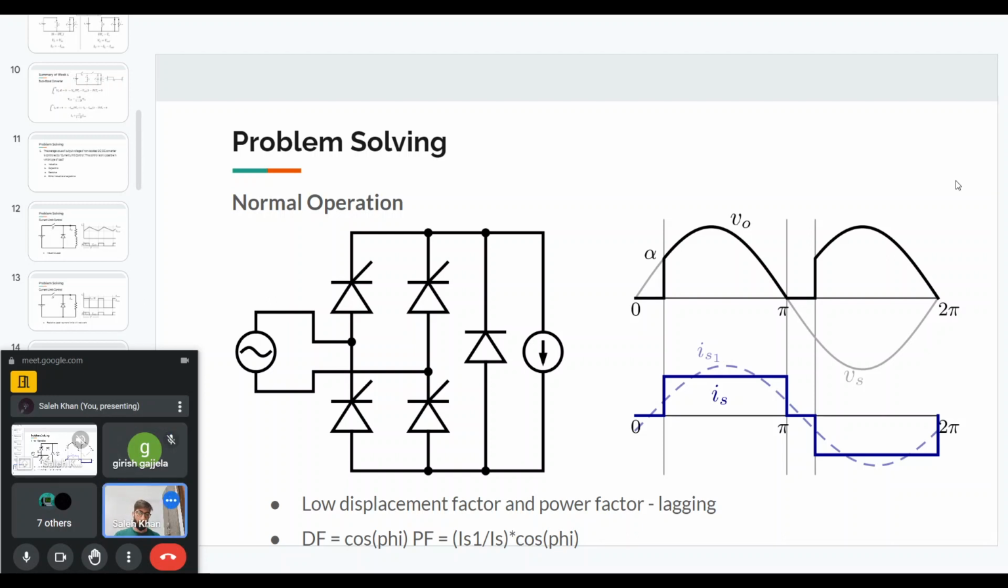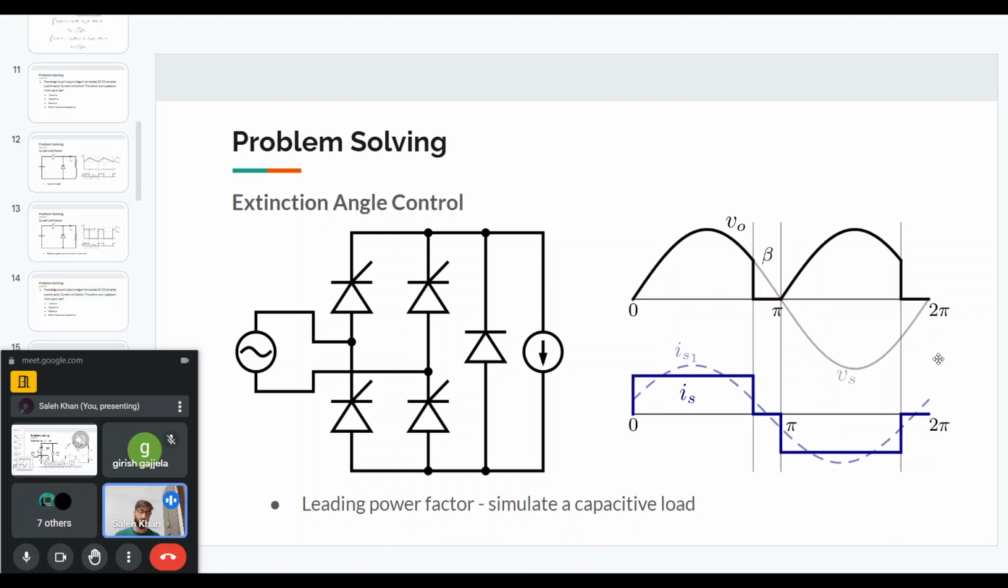Okay, so the point here is that for the normal operation, we will have a lagging current, and that will be by alpha by 2. And so the cos phi will be less than 1, and this Is1 divided by Is will also not be very high. So this will also be quite low in this case. So this is for normal operation. Now we can come to the extinction angle control.